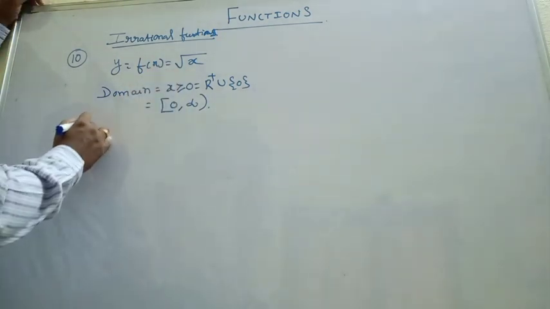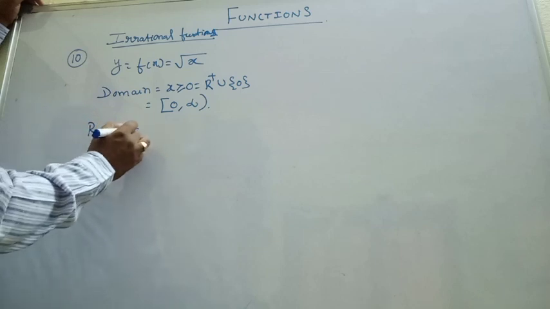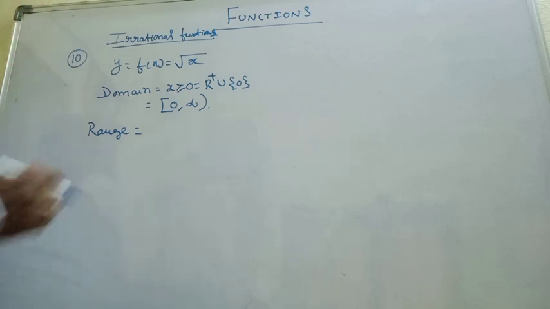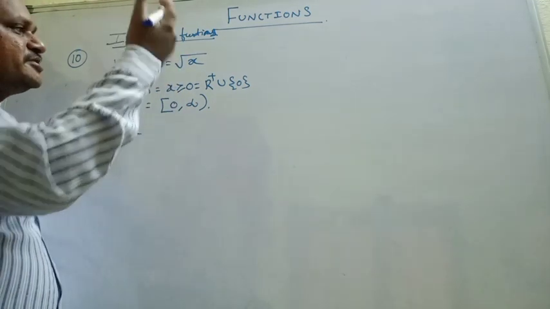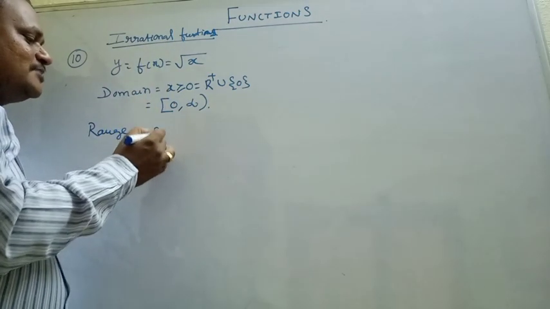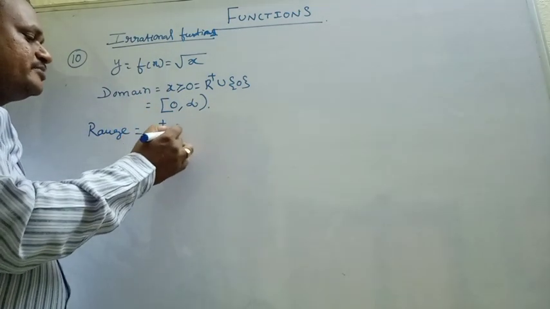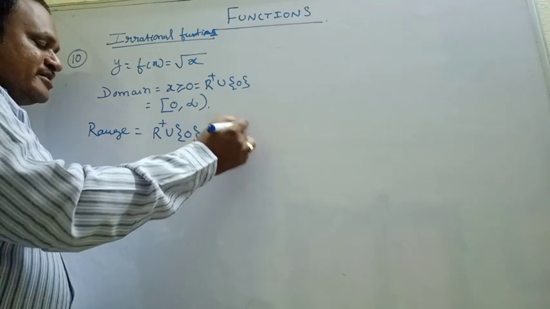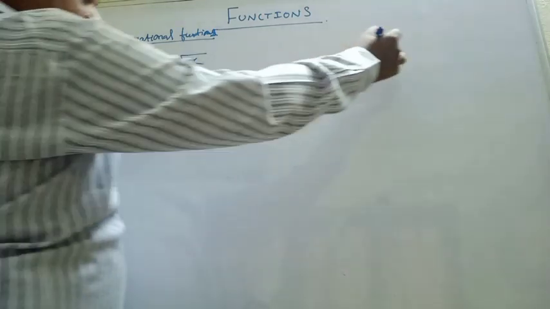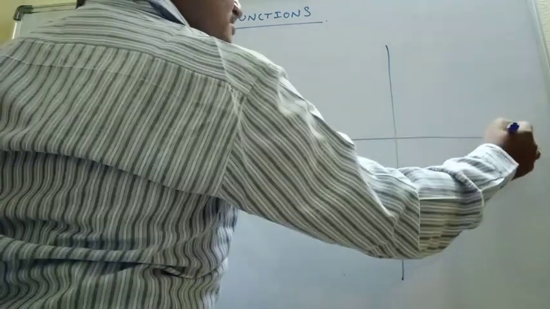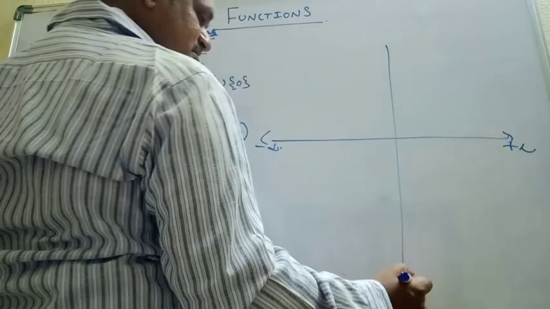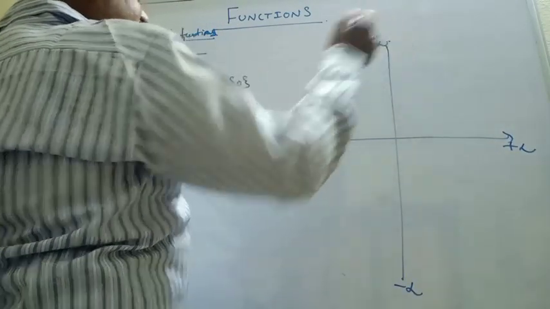And the range, what are the output values it is going to give you? Once you give positive values, it gives out positive values also, right? So the range is R plus union 0, the output values. This is the closed interval 0 to infinity. Now here you have minus infinity to plus infinity on the x-axis, and this is now minus infinity to plus infinity on the y-axis, like this, right?